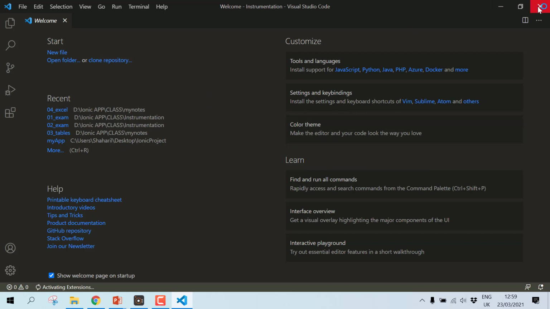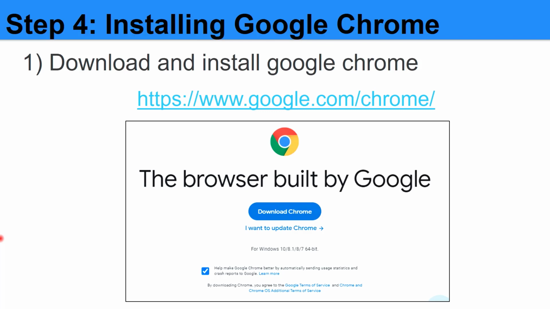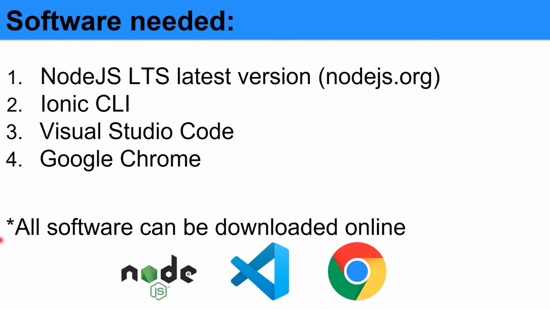Next is if you don't have the Google Chrome, you can install through this link. Okay, so that's it. There are 4 tools that you need in order to write the Ionic code.